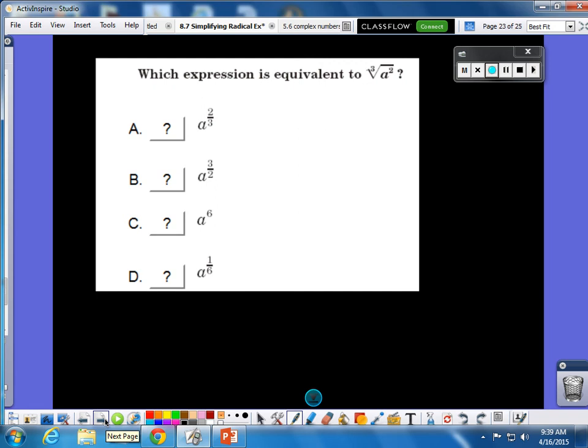Okay. Can you simplify that one? Power over root. Power over root. That is the cube root of A squared right now. So the answer would be what? A to the 2/3.